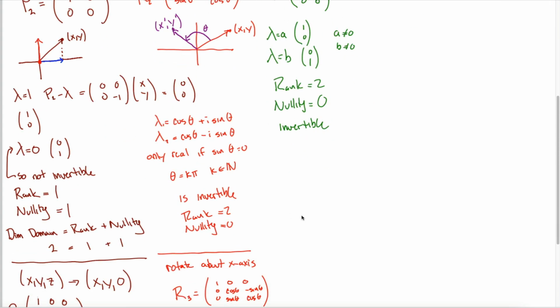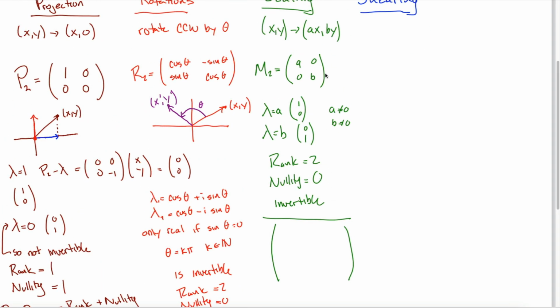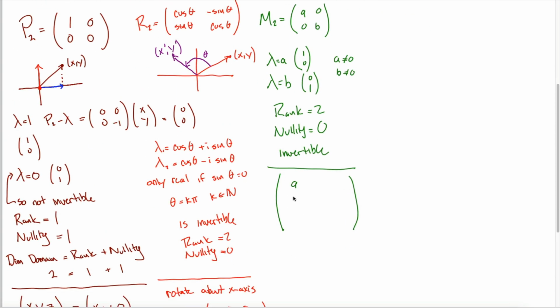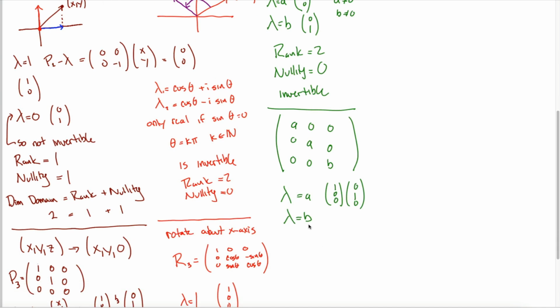We can do this in 3 dimensions as well. Maybe this time I'll scale by the same amount in 2 of the dimensions. So a, 0, 0, 0, a, 0, and then 0, 0, b. Sure. My eigenvalues are again going to be a and b. The eigenvectors corresponding with this eigenvalue of a would be two-dimensional with basis vectors 1, 0, 0 and 0, 1, 0. The eigenvector corresponding with the eigenvalue of b would be 0, 0, 1. The rank is 3, the nullity is 0, and we're easily invertible. Again, here I'm assuming that a and b do not equal 0.